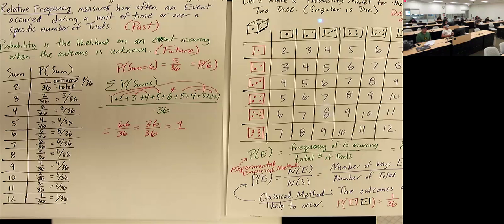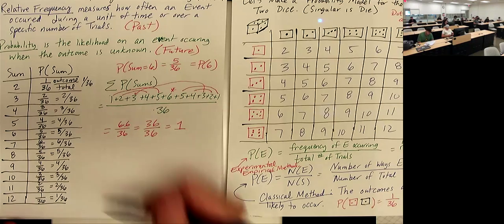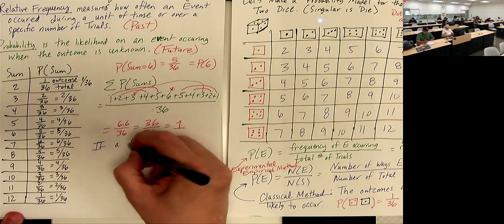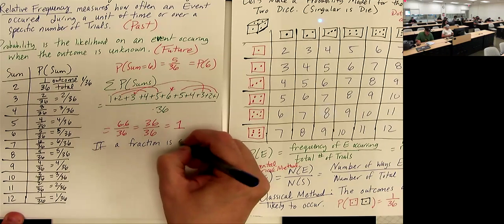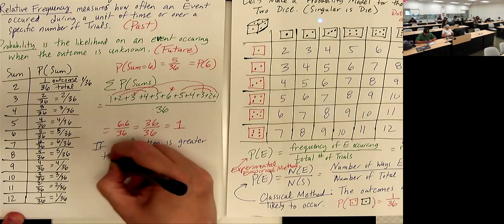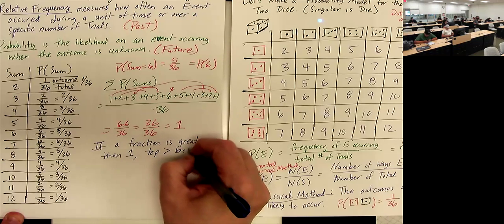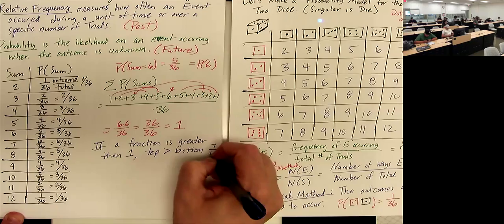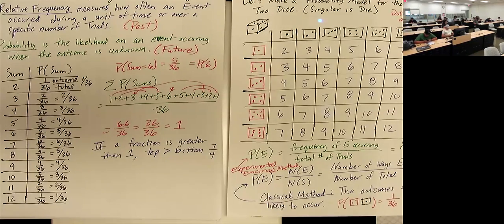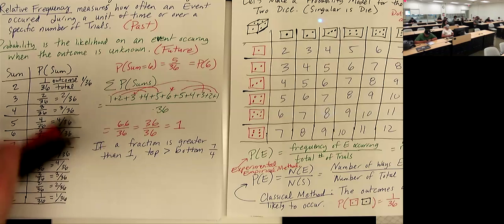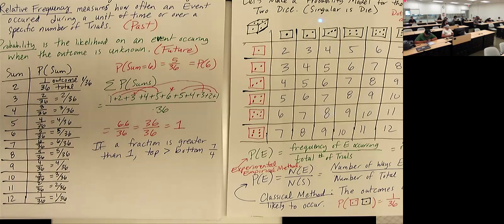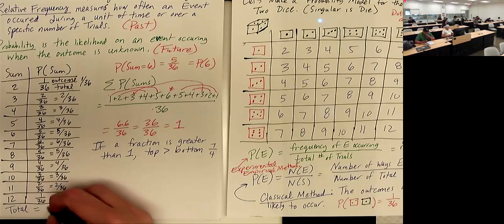Now, since it's not in decimal form, it may not be as obvious that they're all less than 1. But if a fraction is greater than 1, the top is larger than the bottom, like 7/4 is greater than 1. All of our fractions here, the number on top is smaller than the bottom, so they're all less than 1. None of them are negative. And the total equaled 1. This is a probability model.